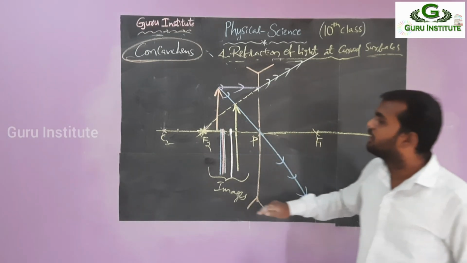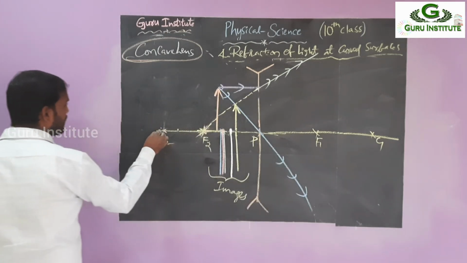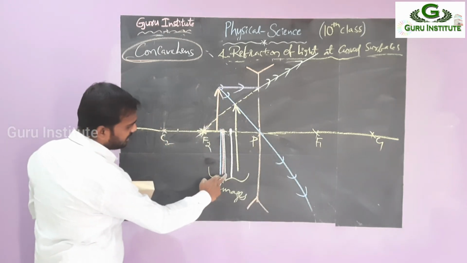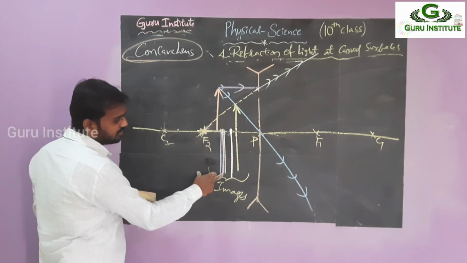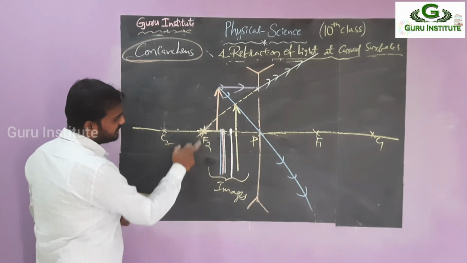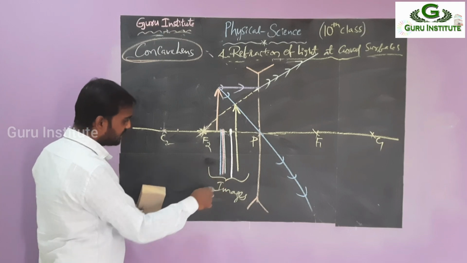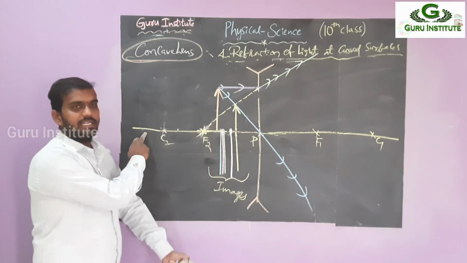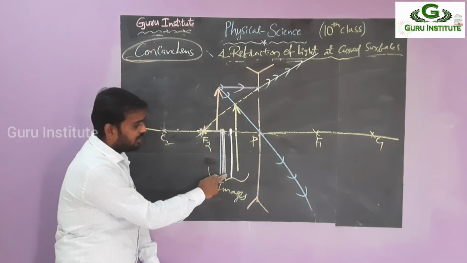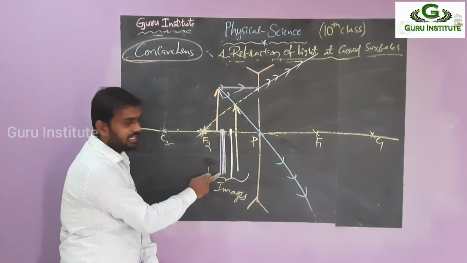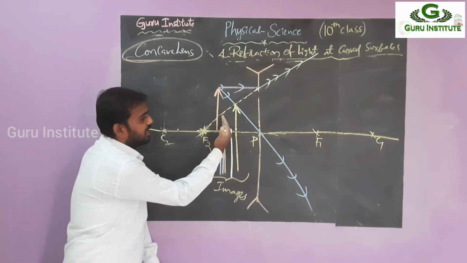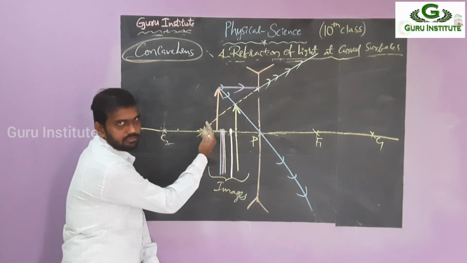So if you see, I am placing the object here beyond C. The image is formed here, this green mark. At C, I am getting it here. Next, between F and C, I am getting it here. First case, this one. See here. Beyond C, I am getting it here. At C, I am getting it here. Between F and C, I am getting it here. So the image started here and gradually moves towards F, but does not exceed F.